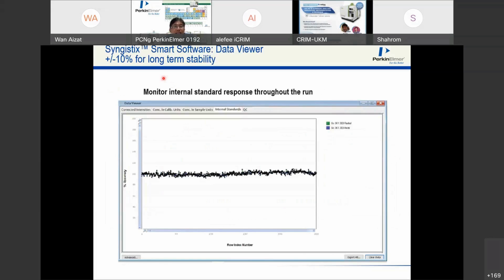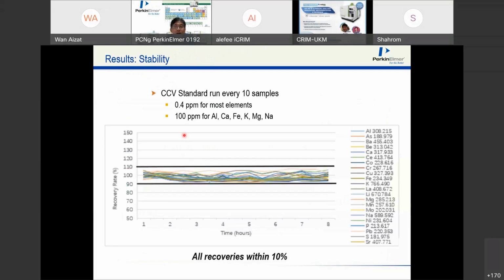Now we are looking at the long-term stability. We can also monitor the internal standard, the drifting of the internal standard. We also look at the stability of these elements, for most elements 0.4 ppm, but these are the major elements normally present in soil very high, 100 ppm. Monitored for about 8-hour running, stability is within plus minus 10% for multi-element analysis.